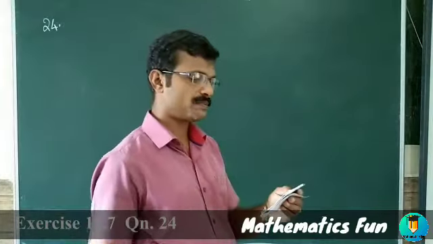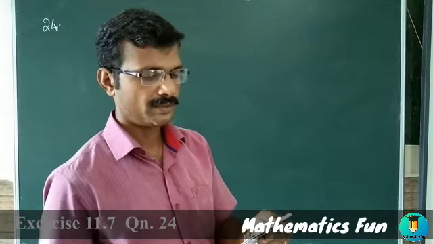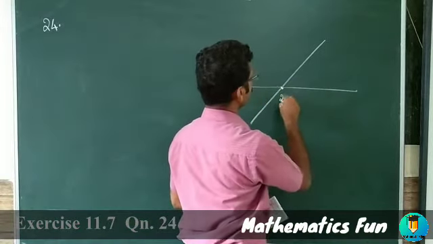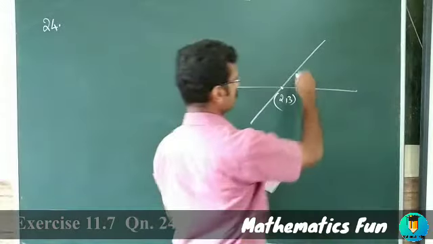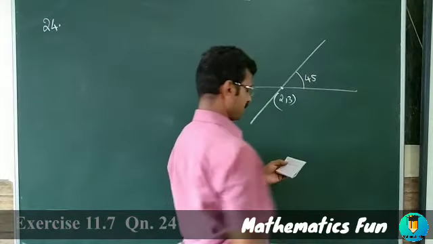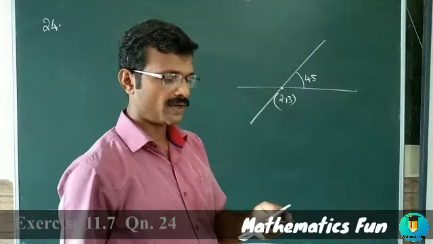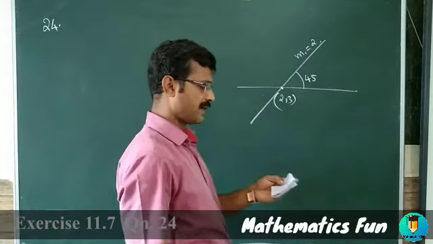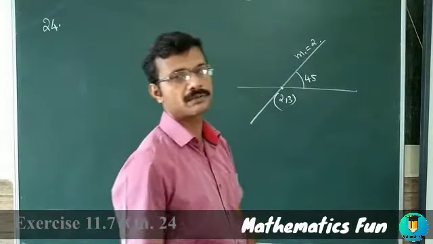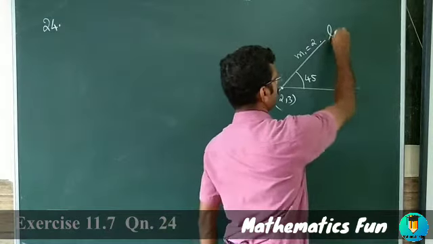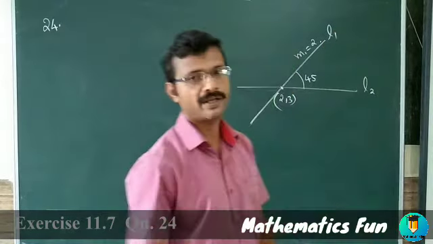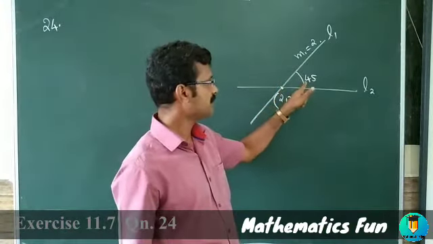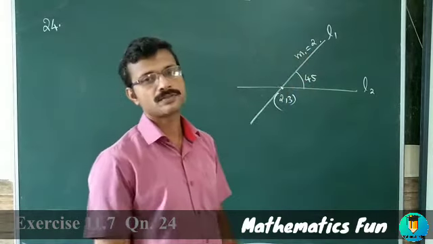Question is, two lines passing through the point (2, 3) make an angle of 45 degrees. That means this angle is 45 degrees. If the slope of one line is 2, let the slope of this line be given as 2. Then find the equation of the other line. Naming will be L1 and this is L2. We need the equation of L2. Both are passing through the point (2, 3). The angle between the lines is 45 degrees and one line's slope is given as 2.